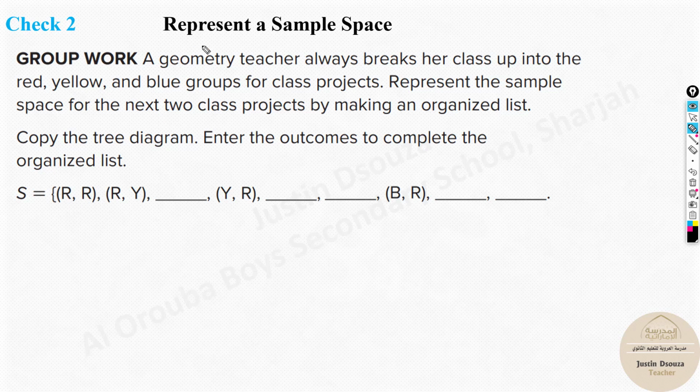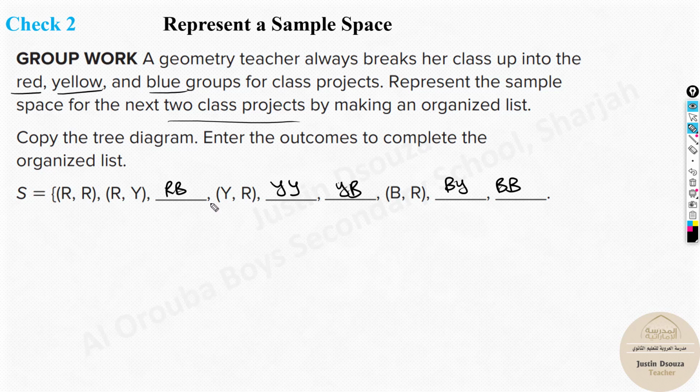So we have red and red because let's just note down red, yellow, blue. So next two class projects, right? Here, first possibility is red, red. Okay, the one group got red in the first class project, even in the second, the same red. Or it can be red and yellow or red and blue. Now next, yellow to start with: yellow red, yellow yellow, and yellow blue. Last one, blue and red, blue and yellow, and lastly blue and blue. These are the possibilities. This is just an organized list. You just write it accordingly.